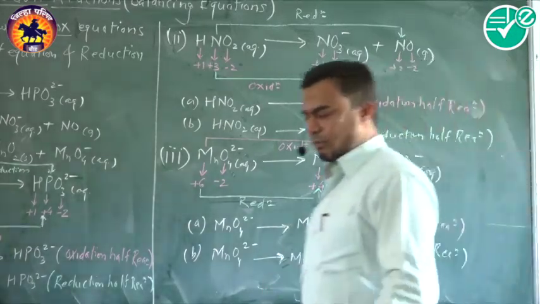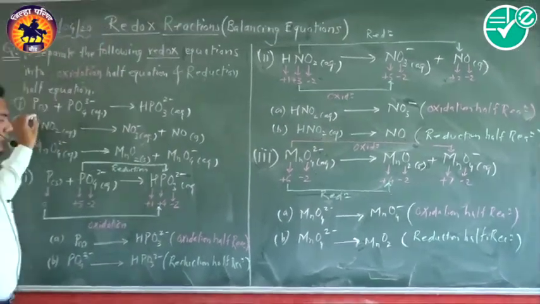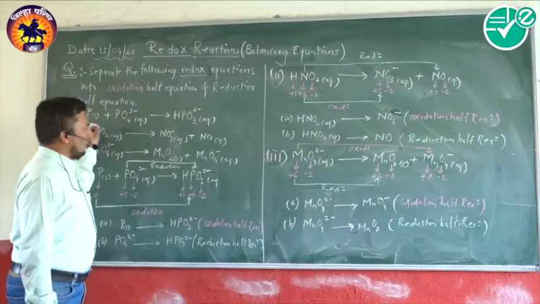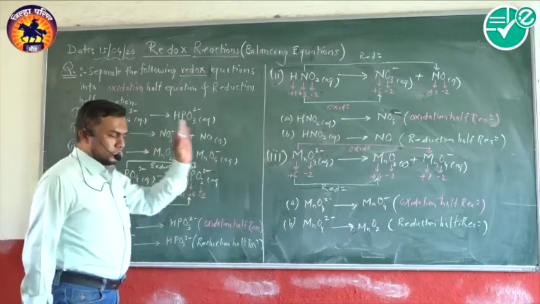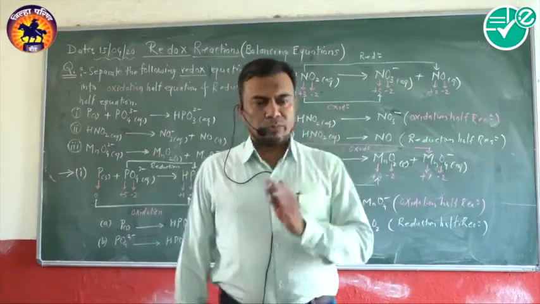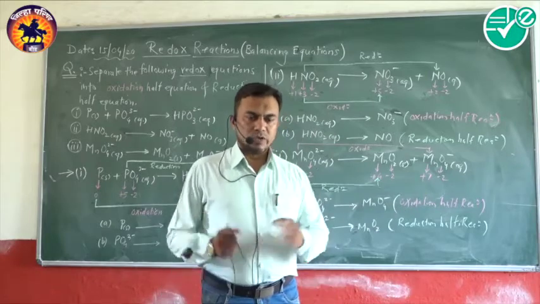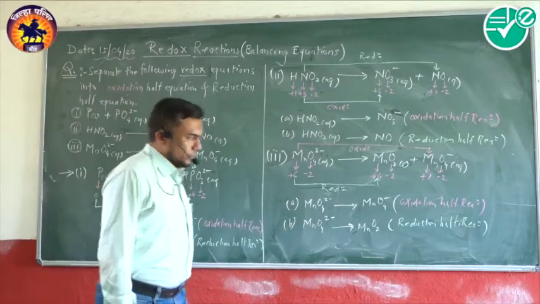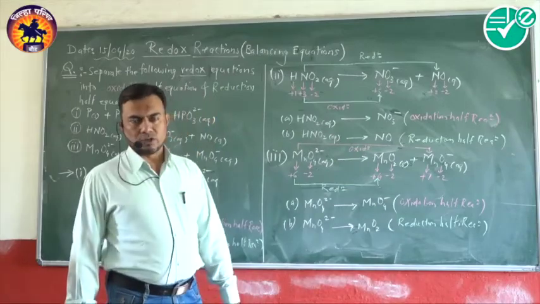In this way, we can separate the oxidation half equation and reduction half equation with the help of the oxidation number concept, by knowing the oxidation numbers of all the atoms in the equation, identifying the species that increase oxidation number from reactant to product as well as those that decrease it. So we can separate them as oxidation and reduction reactions. Now we'll move on to the next part, to balance the redox equation.